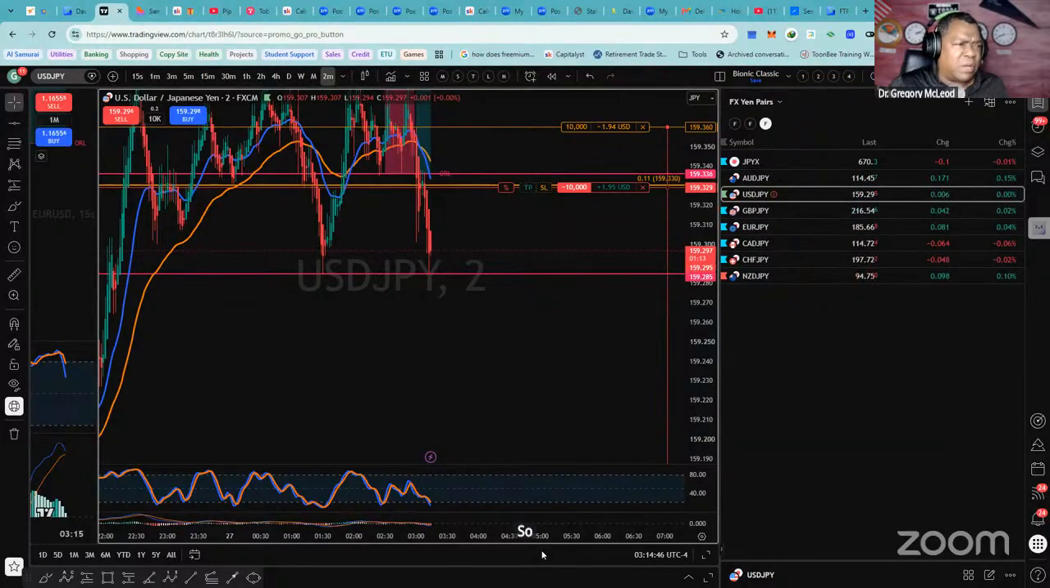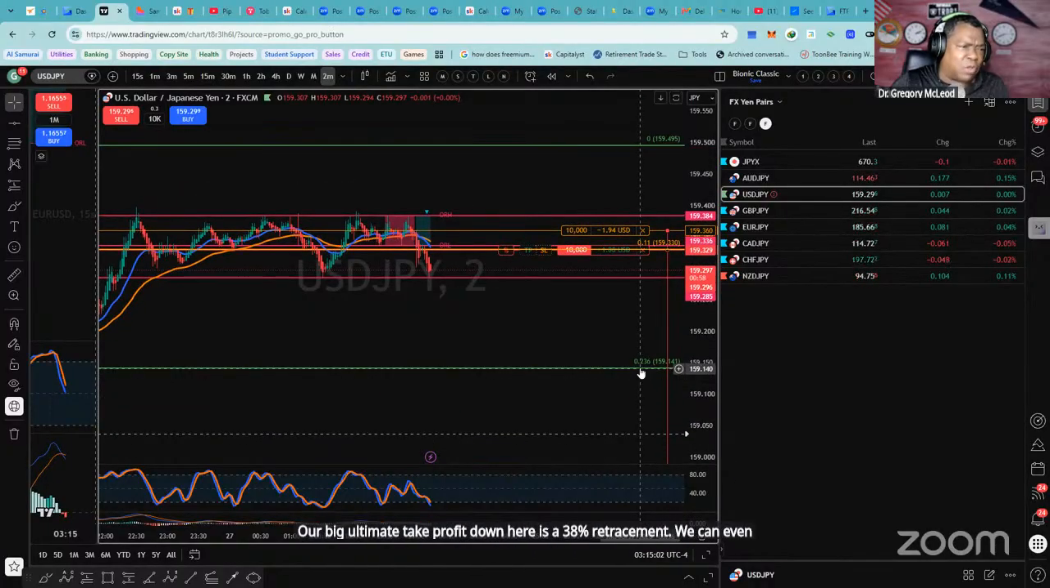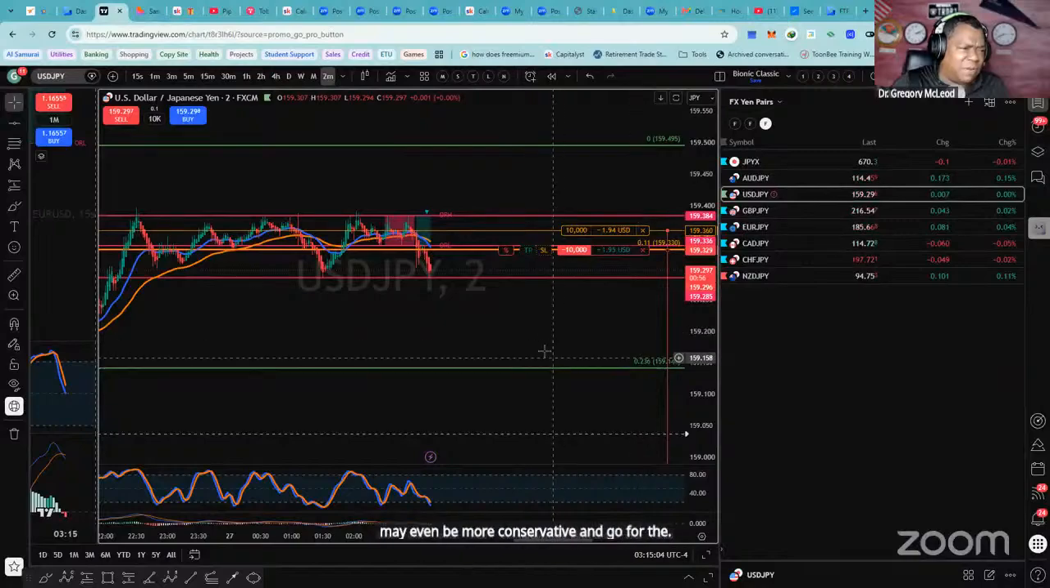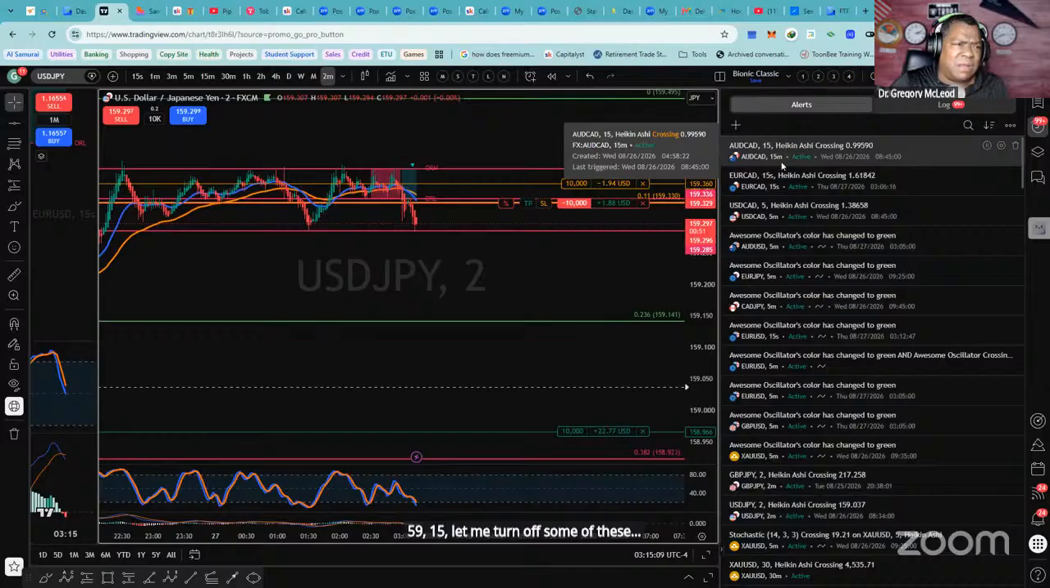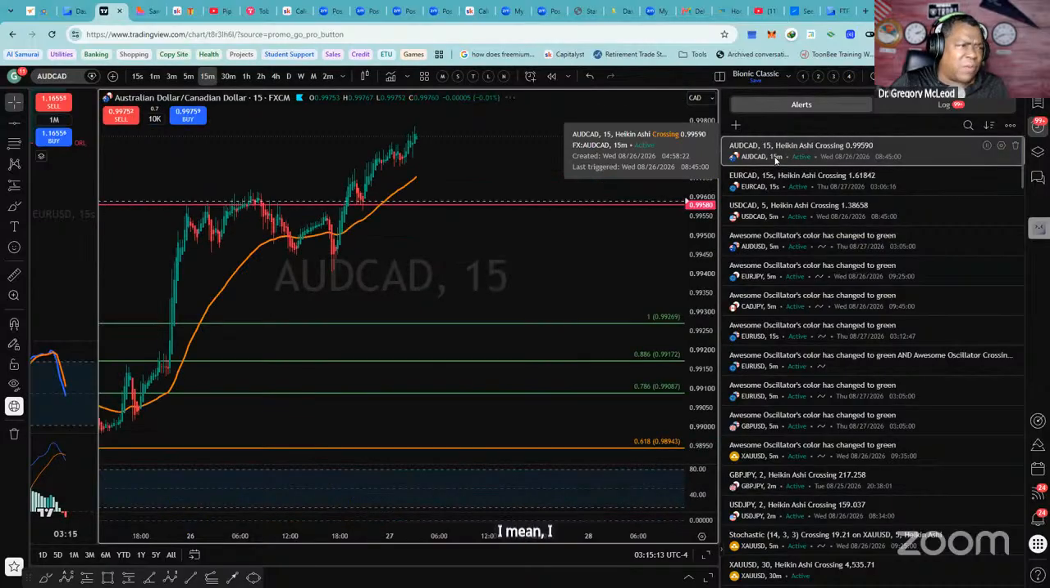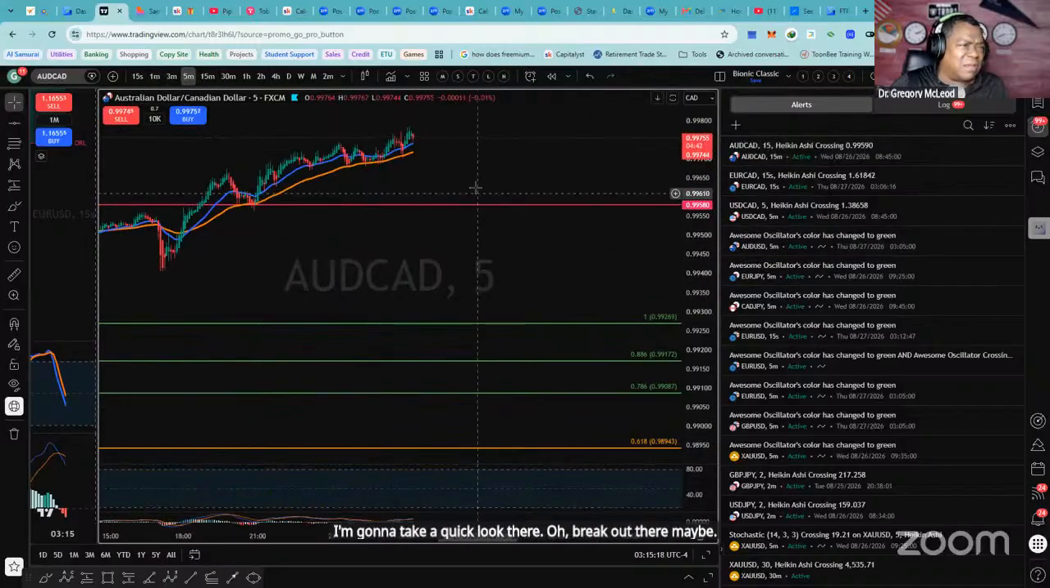So again, we got short at 159.32, stop loss at 159.36, and we have a take profit. Our big ultimate take profit down here is a 38% retracement. We can even maybe be more conservative and go for the 59.15. Let me turn off some of these. We got Aussie CAD doing something. I'm going to take a quick look there. Oh, breakout there, maybe.